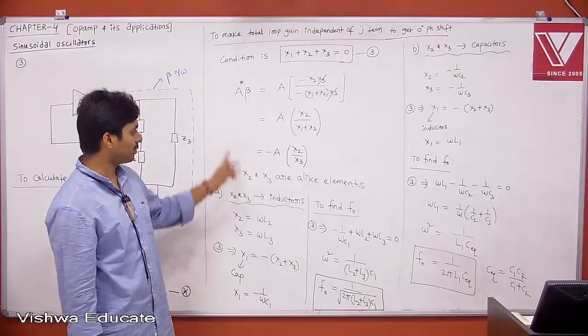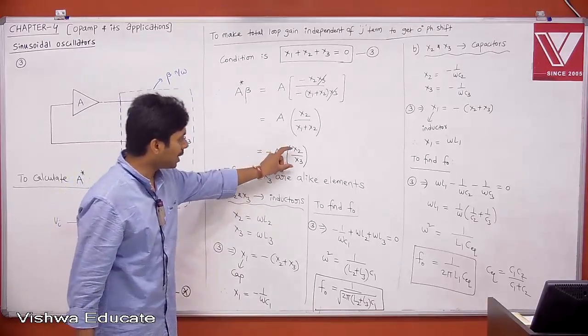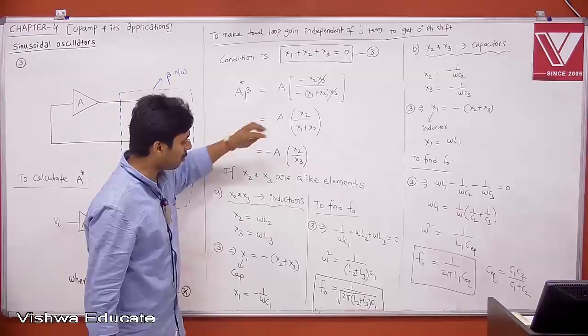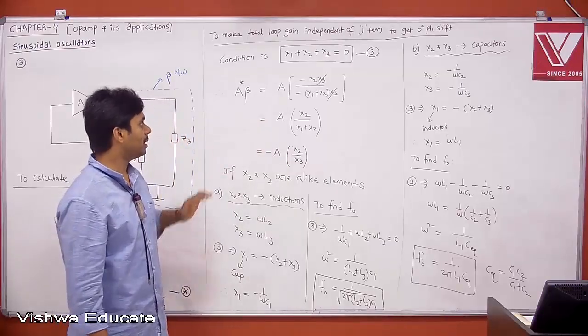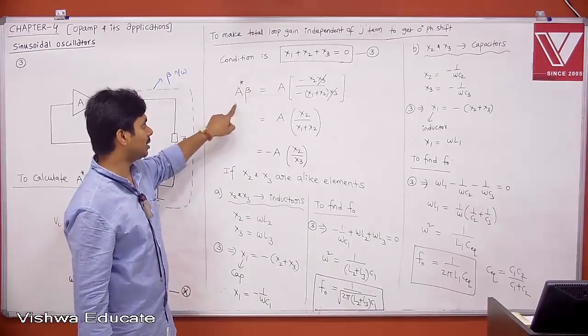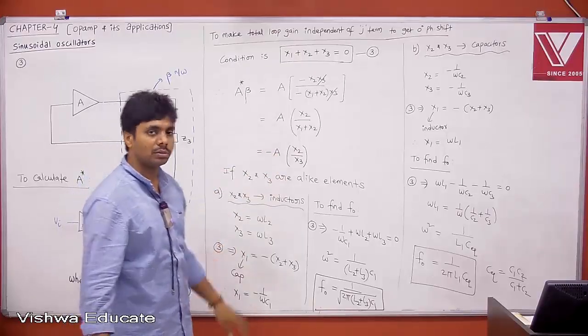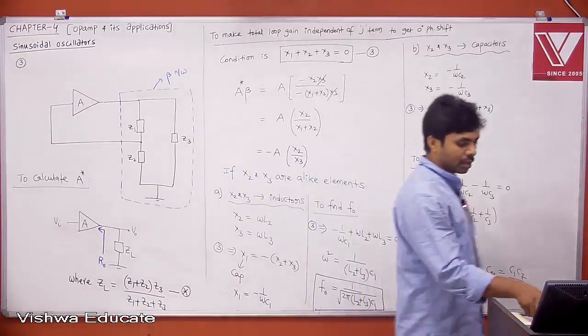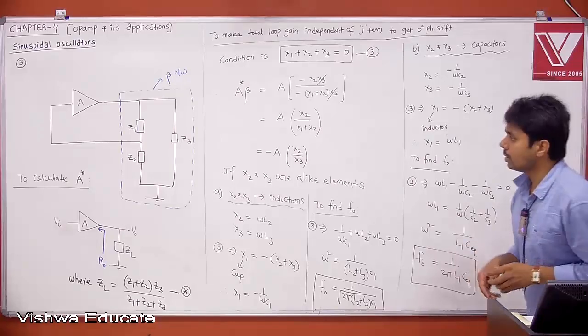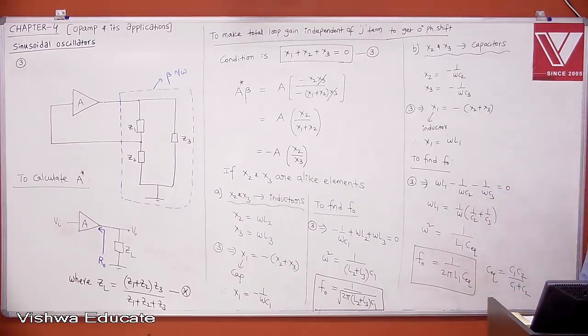Therefore, total loop phase shift is becoming 0. Therefore, if both are alike elements, your open loop amplifier should give 180 degrees phase shift. That is what I will see. Then total loop gain must be equal to unity. Then this is 1. Then mod A will be equal to X3 by X2. That part I will explain, by considering different beta networks. Therefore, it is going to give you.